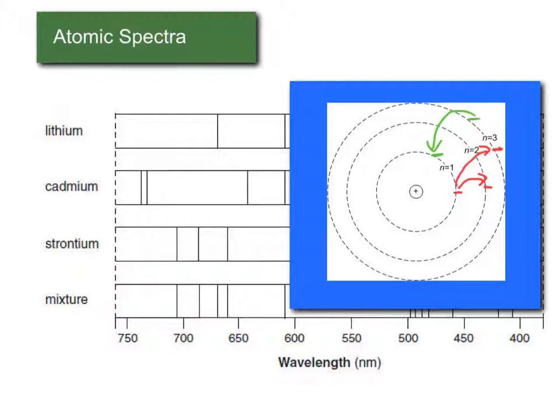And it turns out that each atom has a very specific emission spectrum based on the energy levels and the energy between each of those levels, and also how many electrons a given atom has. So hydrogen has a pretty simple emission spectrum because it only has one electron, but as you go further up in the periodic table and you add more electrons, the spectra get more and more complicated. So I'm going to just show you a couple of spectra here.